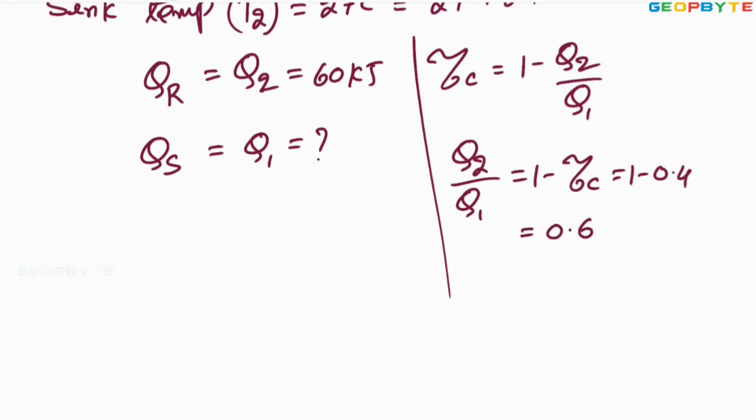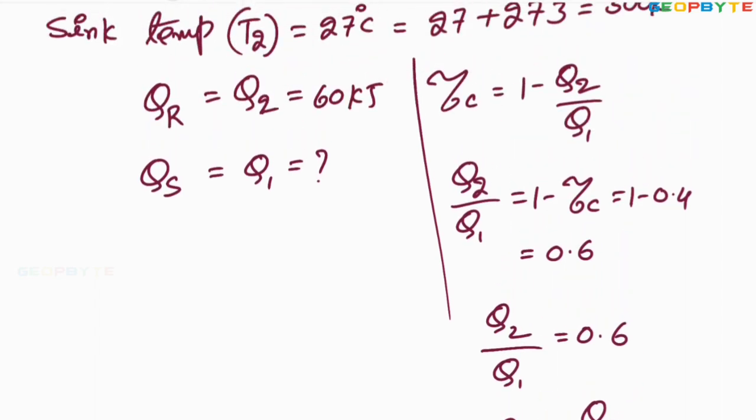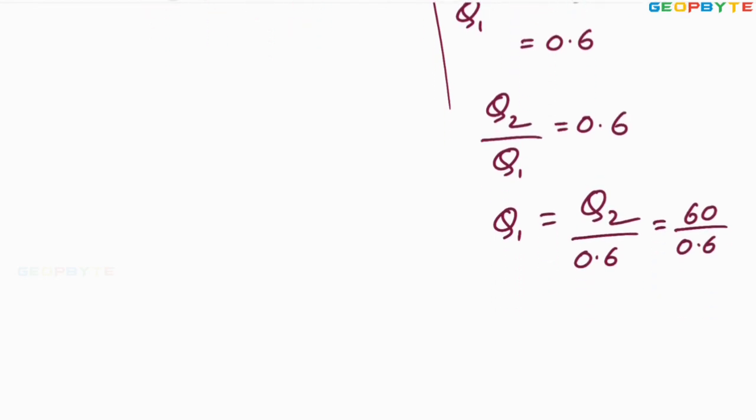But what is the heat rejection? The heat rejection by heat supplied equal to 0.6. Then what is the heat supplied? Heat supplied equal to heat rejection divided by 0.6. What is the heat rejection? Dear friends, the heat rejection is 60 kilojoules. It is equal to 60 divided by 0.6. How much? Q1 equal to 100 kilojoules. Therefore, the heat supplied to the Carnot heat engine is 100 kilojoules.